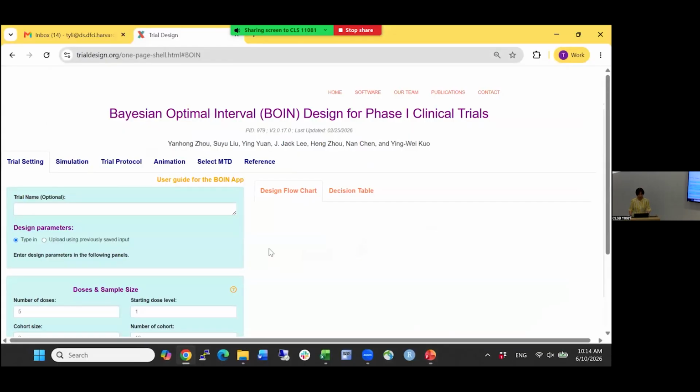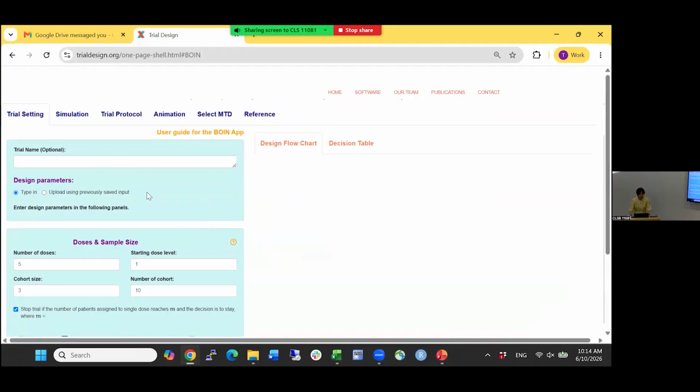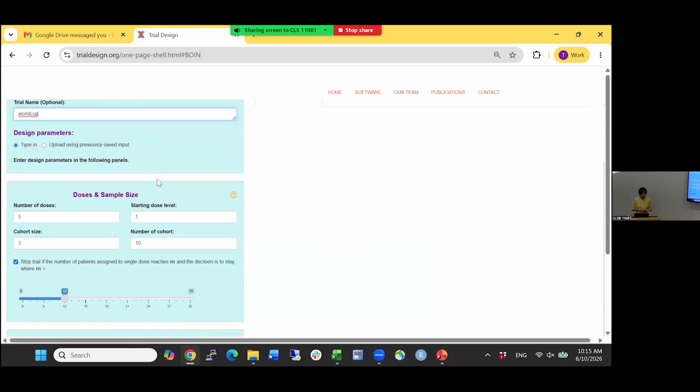So we can go back to this website. The first tab, trial setting, is where you enter all your parameters. The trial name is optional, but usually I enter one because the following tabs trace back to this one, so it's easier if you enter a name. For today, since my favorite event will have a grand opening tomorrow, I will name it World Cup. Then you have the option either to type in your parameters or use the previously saved input. Since it is a new design, I will type them in.